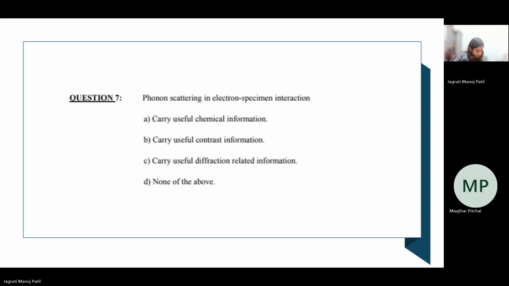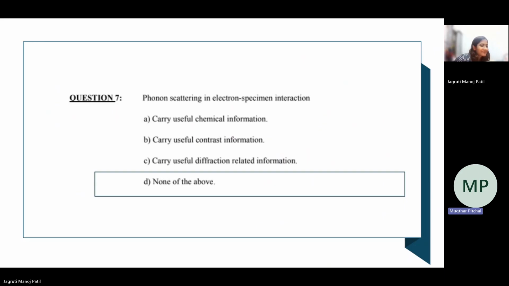Phonon, plasma, I know. Phonon, it's happening at what? Elastic waves, I understand. It's very less. Phonon scattering is for. It's not chemical analysis. I know very well, ma'am. Maybe contrast. None of the above. Useful diffraction. Maybe C, ma'am. The diffraction related information. Yeah. None of the above.